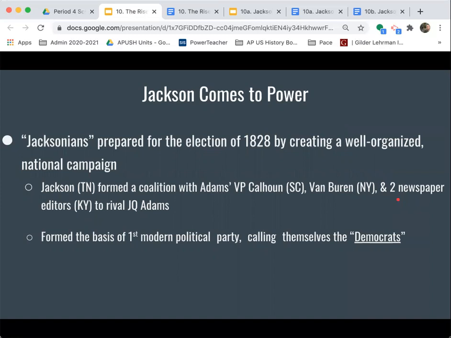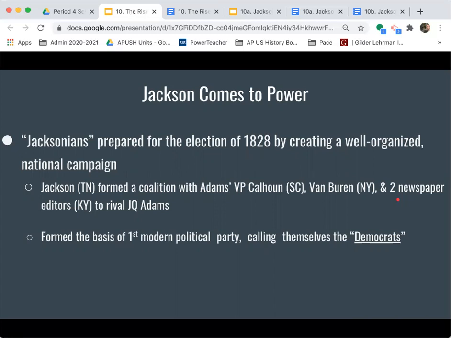It's the first campaign like now, you put on your TV, right? We have an election in 2 weeks. You put on your TV, and like every other commercial is like, vote for me, vote for this prop, vote for this guy, all those things. 1828 is the first time in which people are really trying to mobilize support for a presidential election. A well-organized national campaign.